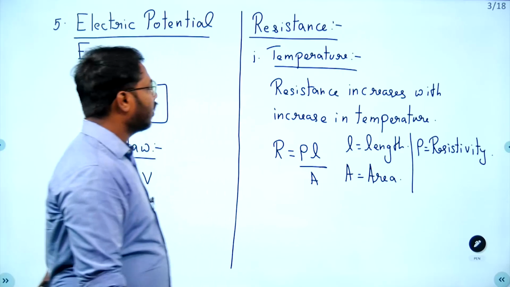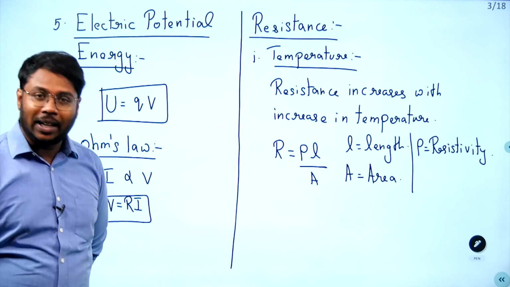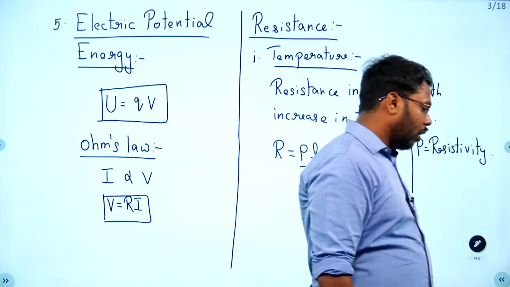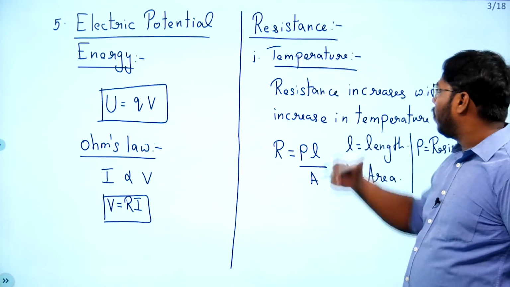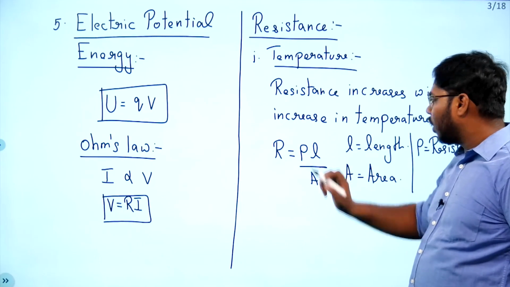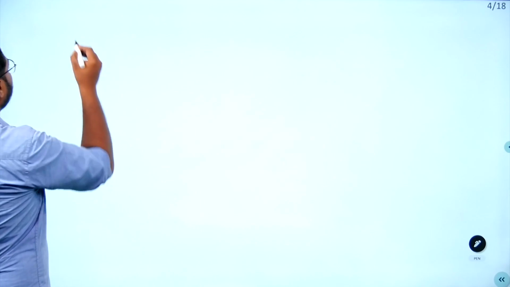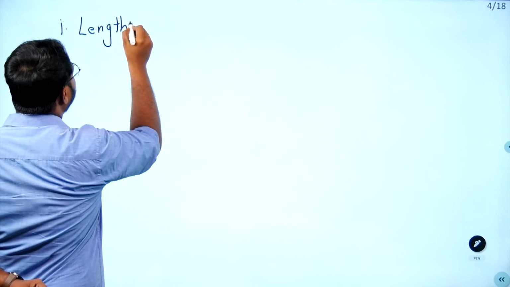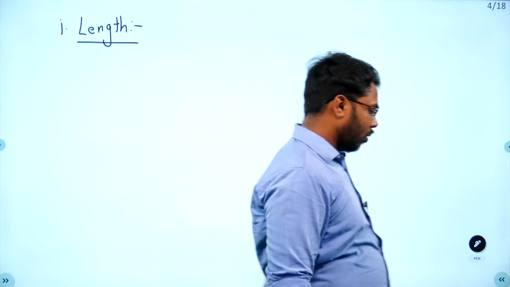Rho is the resistivity. So the resistivity of a material purely depends on the nature of the material. Okay. So only depending on the nature of the material, the resistivity of it is decided. Now apart from temperature, there are also three other quantities in this equation on which your resistance is going to depend. So now listen. The first one is the length.